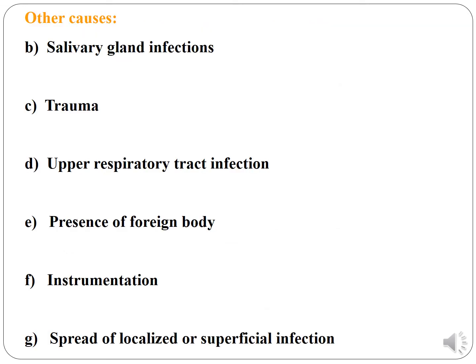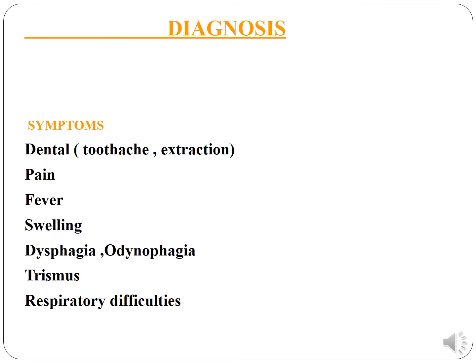So the other causes of the space infection, other than the odontogenic causes, may be salivary gland infection, trauma, upper respiratory tract infection, presence of a foreign body, or aggressive instrumentation, or spread of localized or superficial infection. Other things can also happen. So the diagnosis is by the symptoms, and associated with all the constitutional symptoms of pain, fever, and swelling.